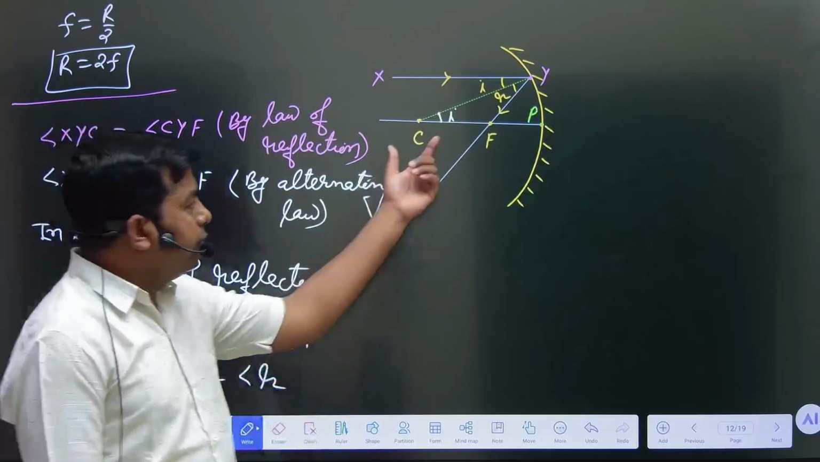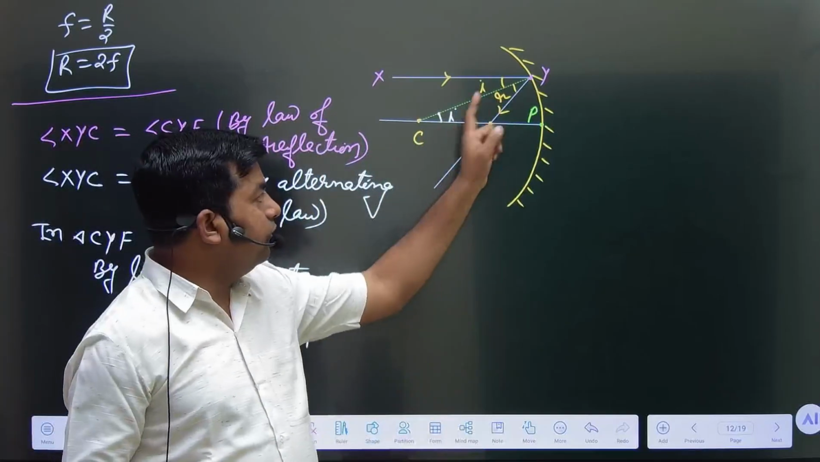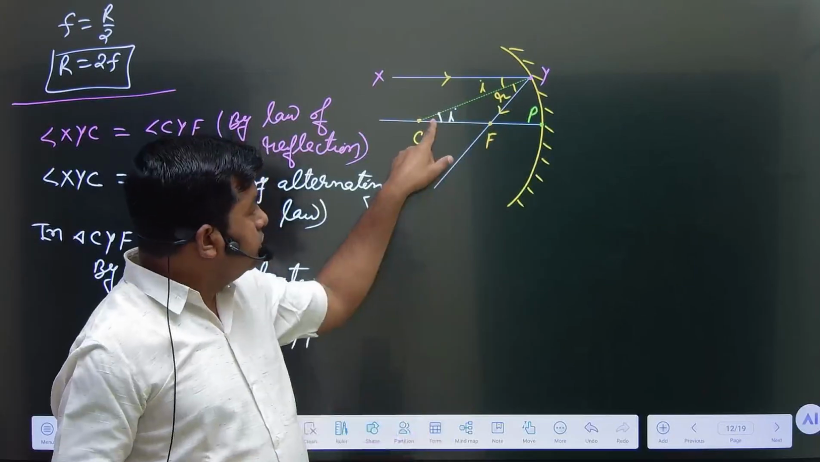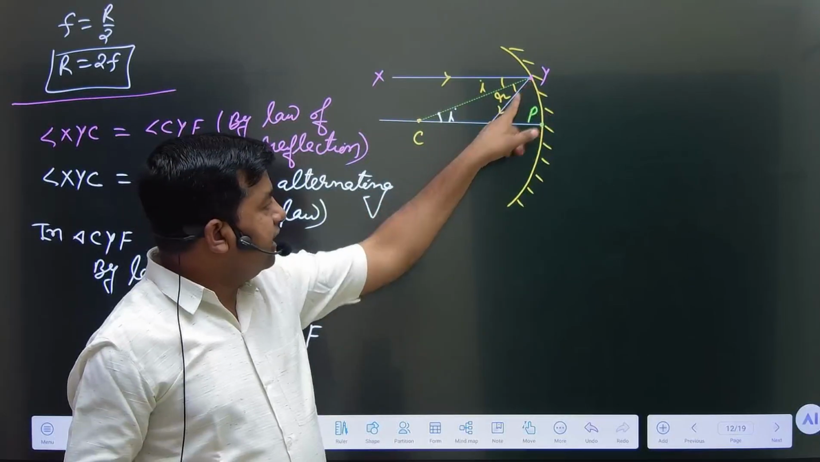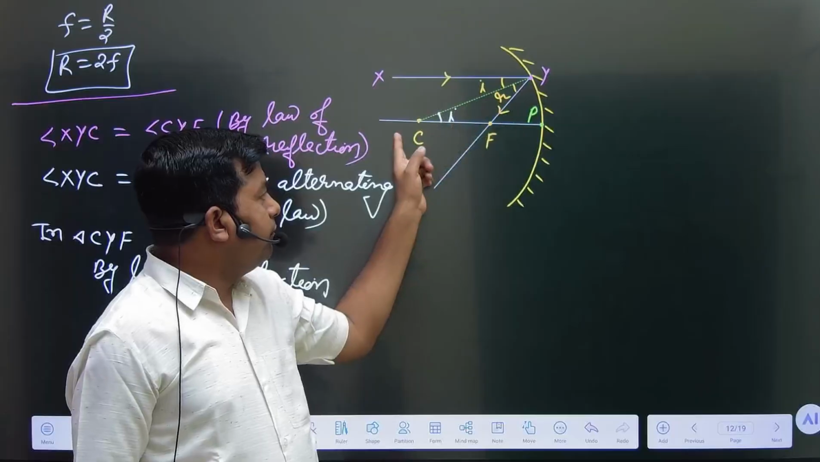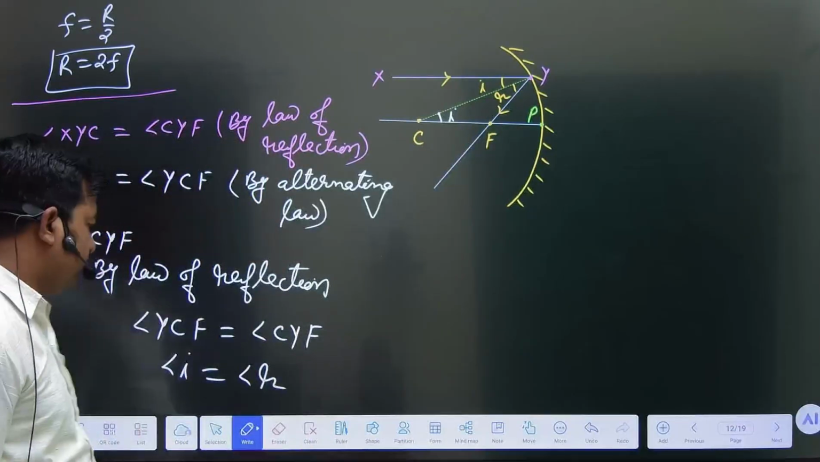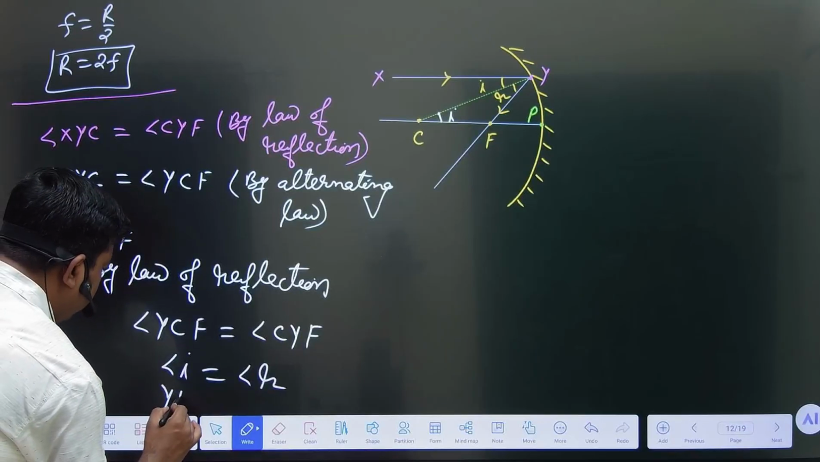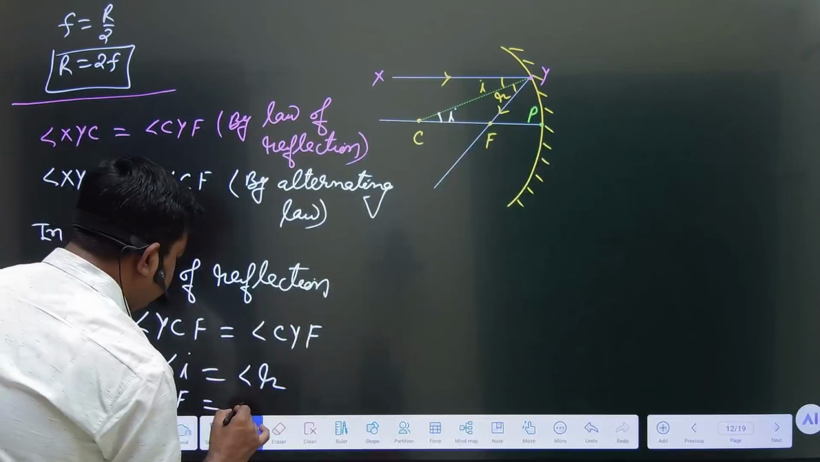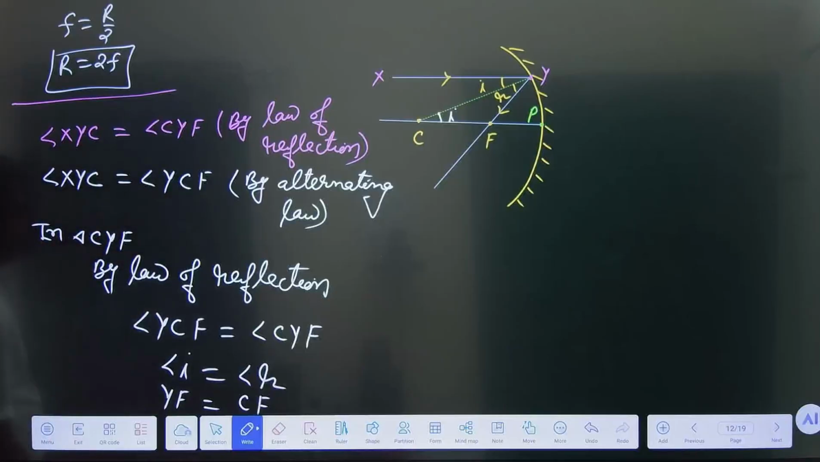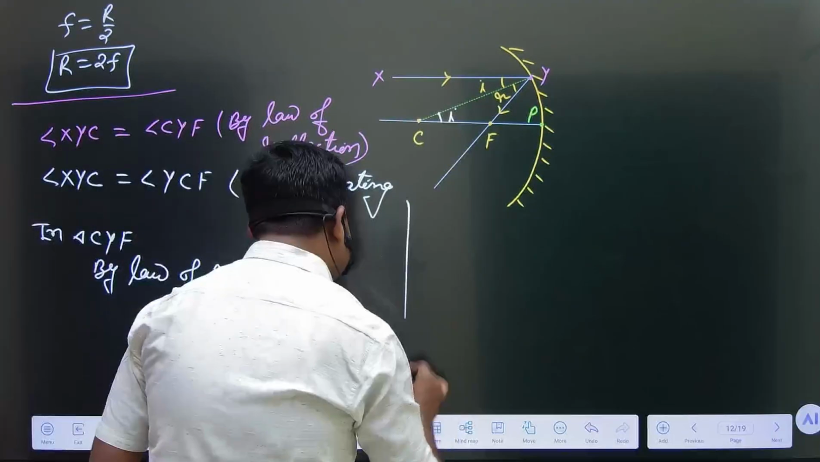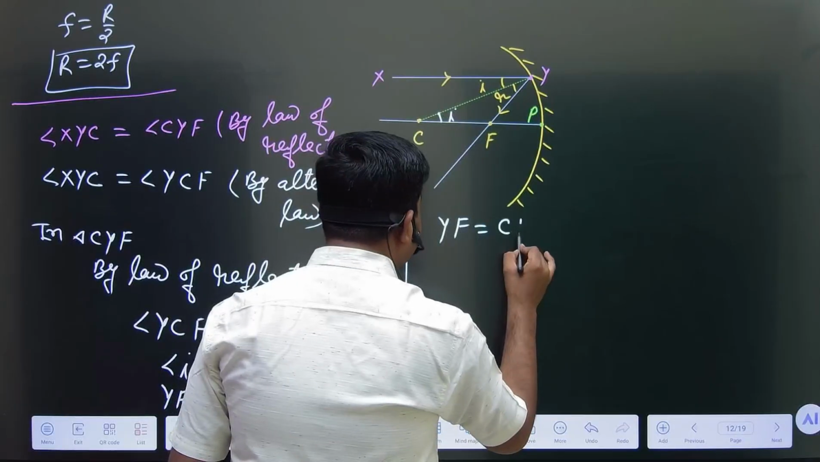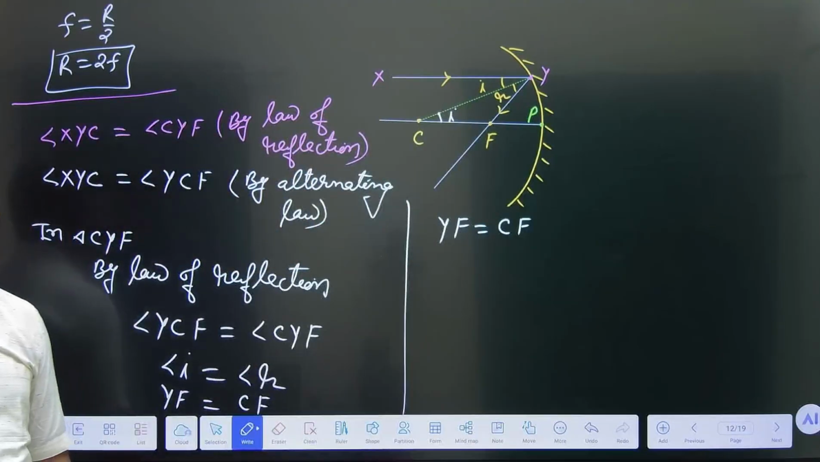And we know that by the property of a triangle, if two angles of a triangle are equal, then their corresponding opposite sides are also equal. So this is the angle I and its opposite side is YF, and this angle is R, opposite side is CF. These are equal. So I is YF, and R is CF. Clear to you? But in the case of a mirror, all the distances are measured from the pole. So YF is equal to CF.